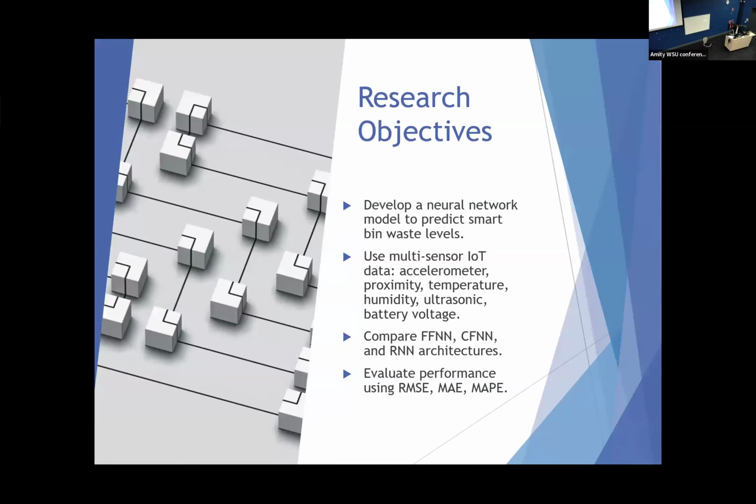Moving on to our research objectives: first, to develop a neural network model for predicting smart bin waste levels; second, to use multi-sensor Internet of Things data, including accelerometer readings, proximity sensing, ultrasonic distance, temperature, humidity, and battery voltage. The third one is to compare three architectures: feed-forward neural networks, cascade-forward neural networks, and recurrent neural networks. Finally, to evaluate the performance using root mean square error, mean absolute error, and mean absolute percentage error.